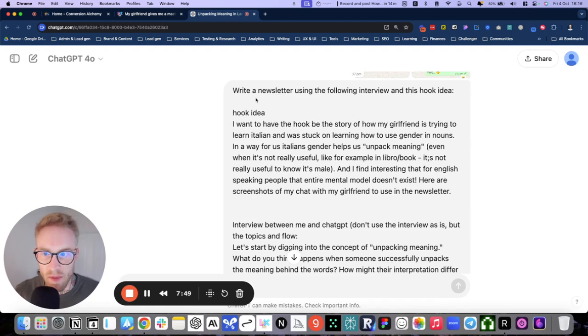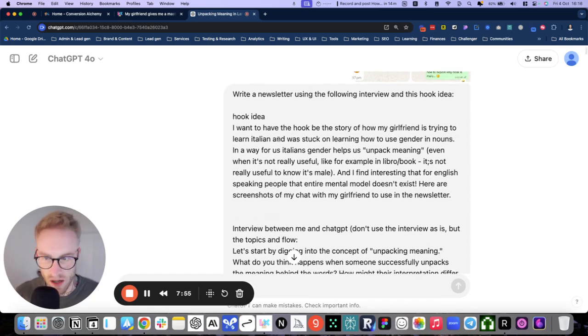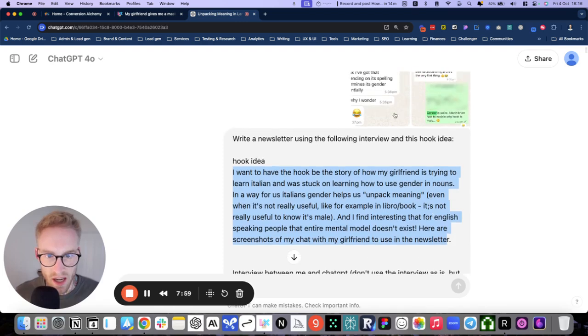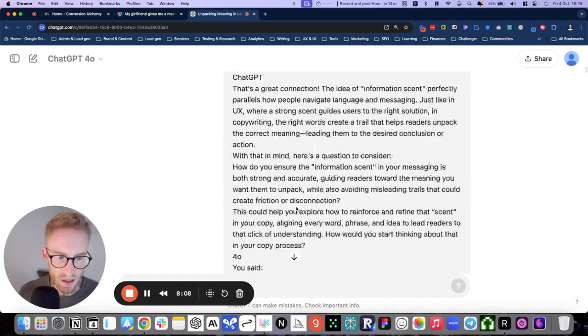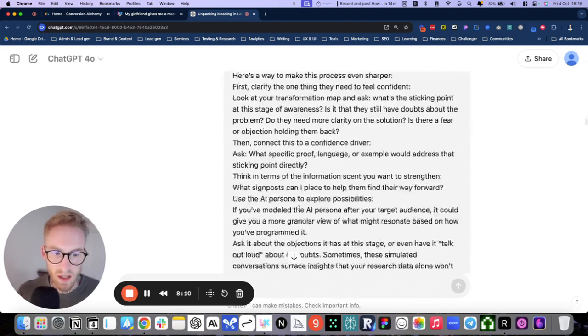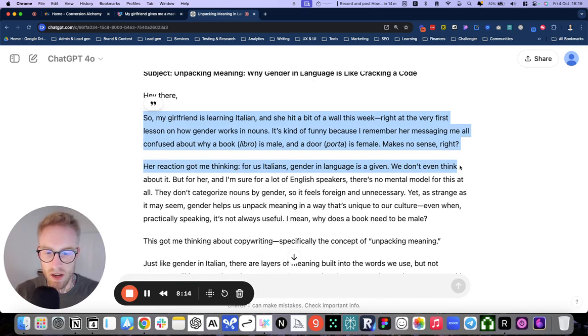And you can see that I basically asked ChatGPT to write a newsletter using the following interview and this hook idea. So I explained the idea that I had for the hook. I shared two screenshots so that it could look at those. And then I pasted the other chat, which is the interview, right? With all of this, ChatGPT started writing my newsletter piece.